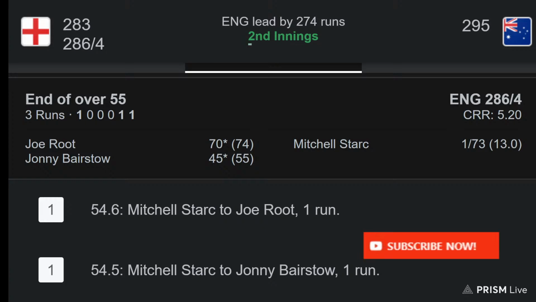End of over number 55, 3 runs taken in this over. Joe Root 70 of 74, and obviously Johnny Bairstow 45 of 55. Mitchell Starc 1 for 73 in 13 overs.